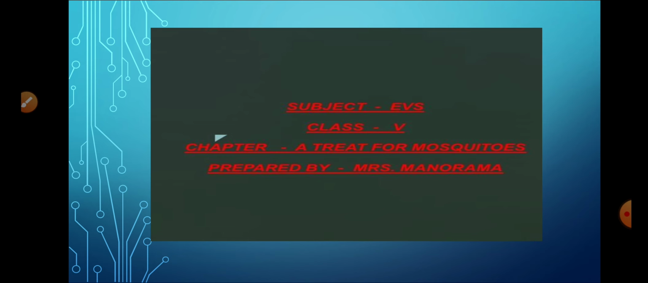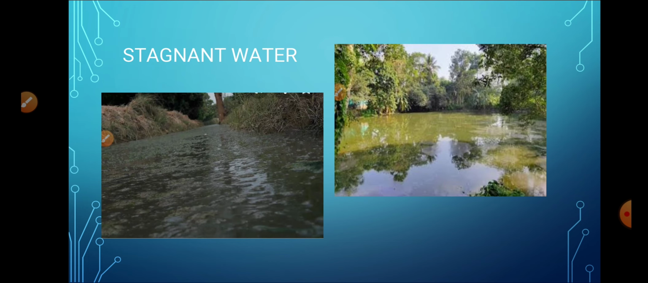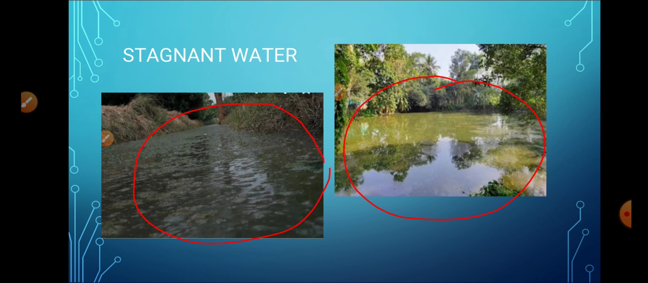Do you know what is stagnant water? Stagnant water is the water that does not move or does not flow. As you can see here in this picture, this is stagnant water. This also is stagnant water because there is no movement in this water. You can see that it's not moving anywhere. So it is called stagnant water.